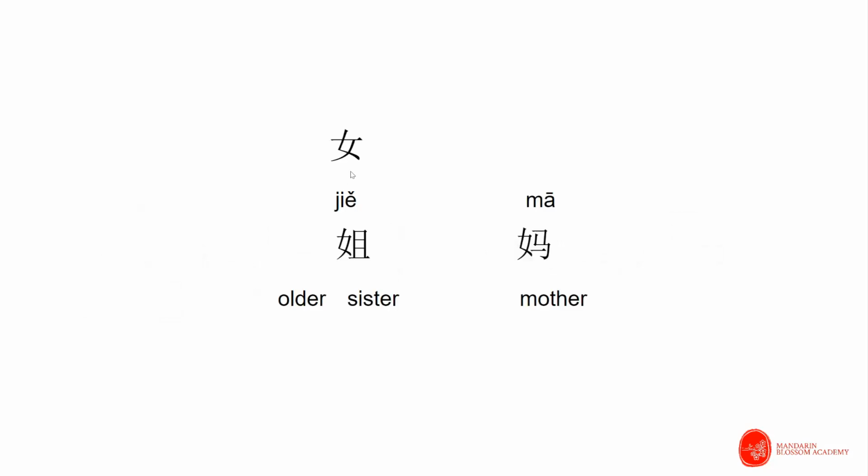The character means woman. So you know when it is used as a radical, it is usually related to woman. This one is 姐. It means older sister. This one is 妈. It means mother.